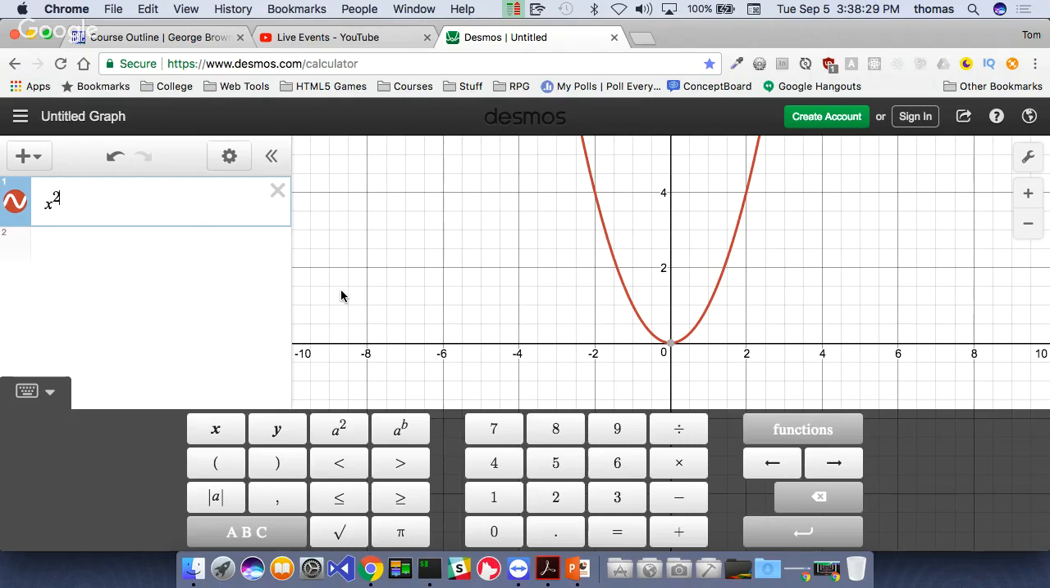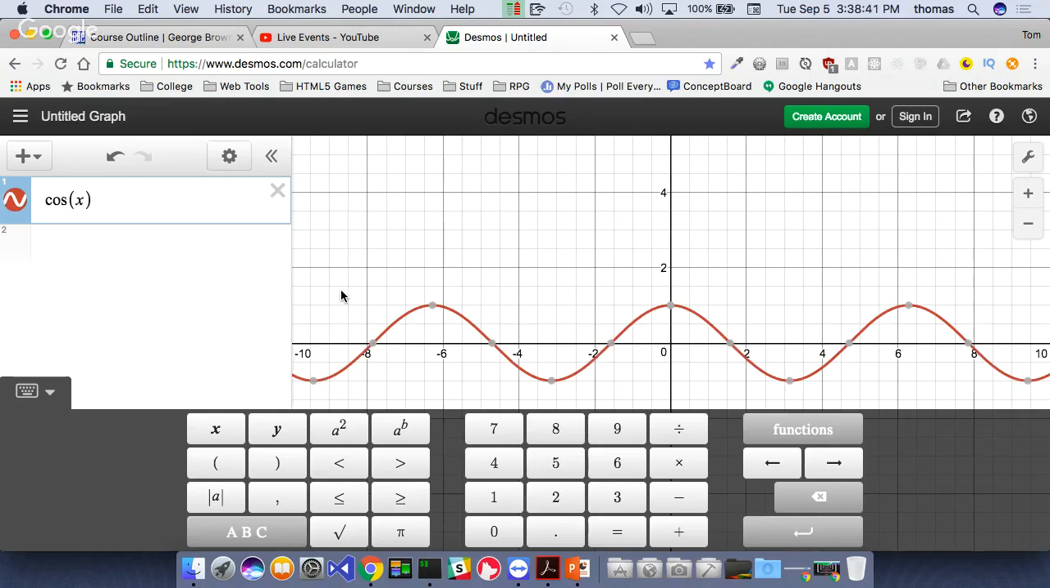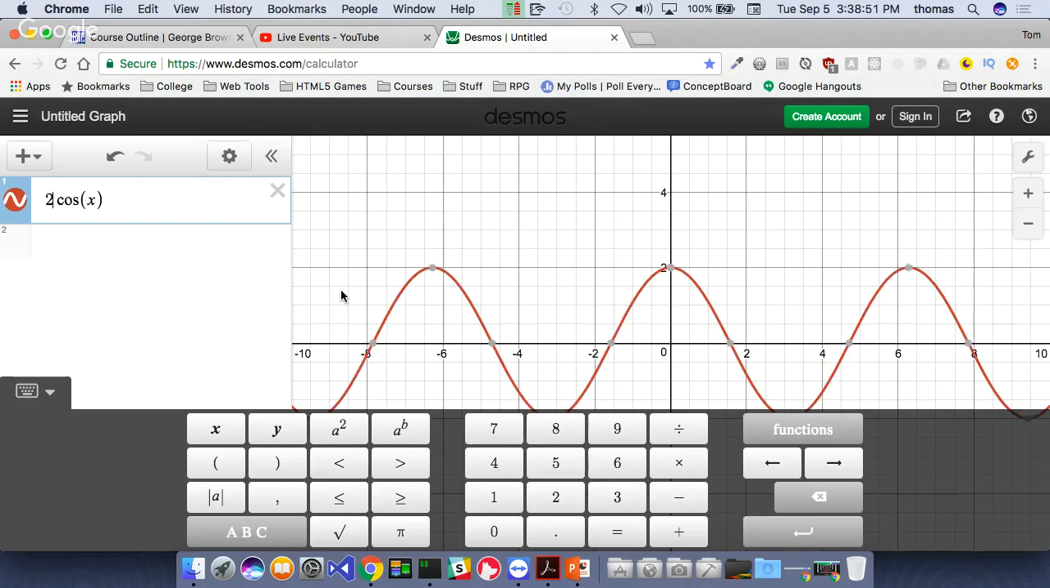So please use Desmos going forward for any kind of stuff you want to test out, especially if you want to look at things like cosine. If I go cosine of x, you can see the cosine curve right away. We're going to be talking about how it works. What happens when I do things like 2 cos x? It's a scalar that I'm using.